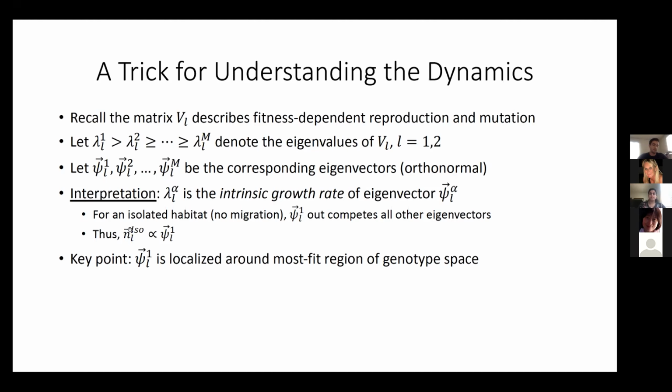So ISO stands for isolated. The steady state population in the isolated habitat is just proportional to this eigenvector with the largest growth rate. And a key takeaway from this is that this eigenvector is localized around the most fit region of genotype space. Accordingly, the population is mostly made up of organisms of high fitness genotype.